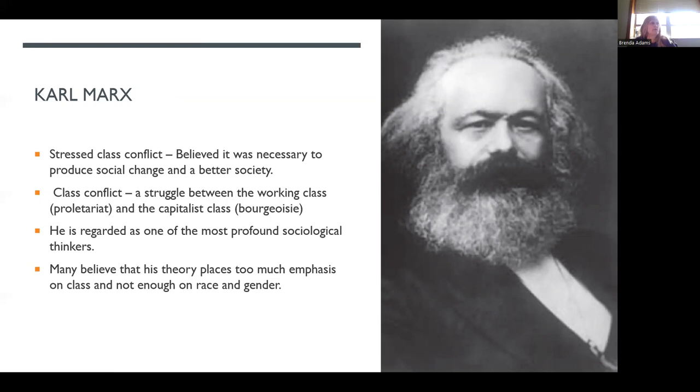He is regarded as one of the most profound sociological thinkers. And many believe that his theory places too much emphasis on class and not enough on race and gender. That was how he saw society, as class, the uppers and the lowers, and he didn't look at much else. So that was his view in a sociological context.